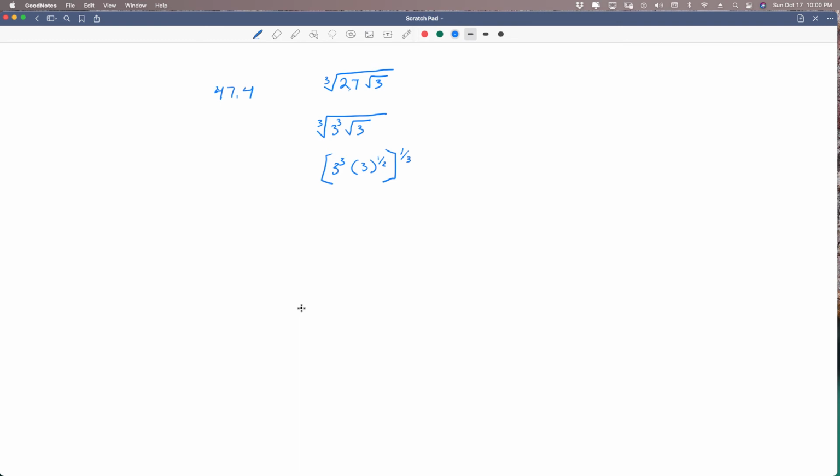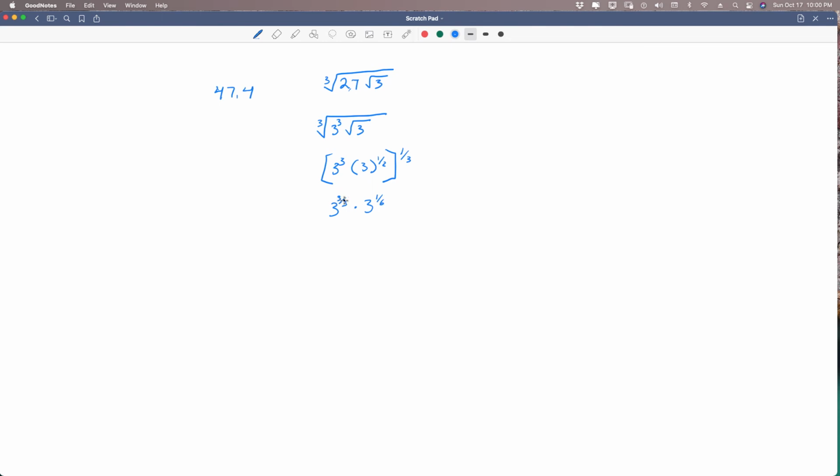Now we apply this exponent to everything inside of here, and we get 1/3 times 3 is going to be 3 to the 1, because 3/3 is 3 to the 1, right? We can just write it like that. It's easier to just leave stuff sometimes in fractional form. And then we say 1/3 times 1/2, and that is times 3 and 1/6, right?